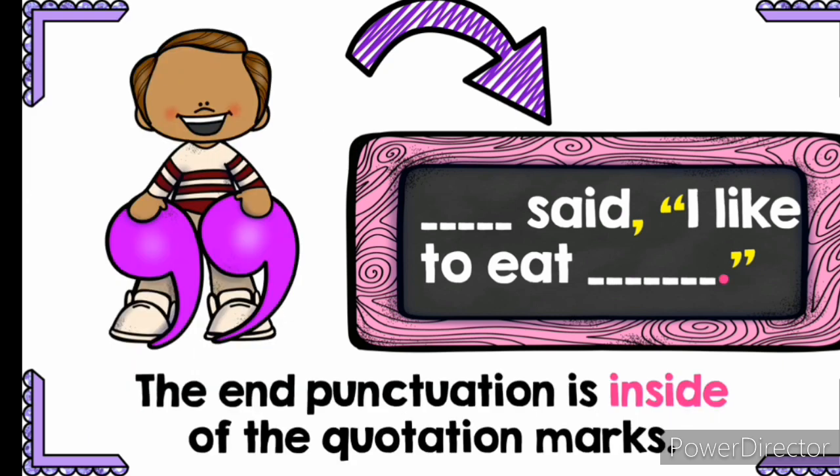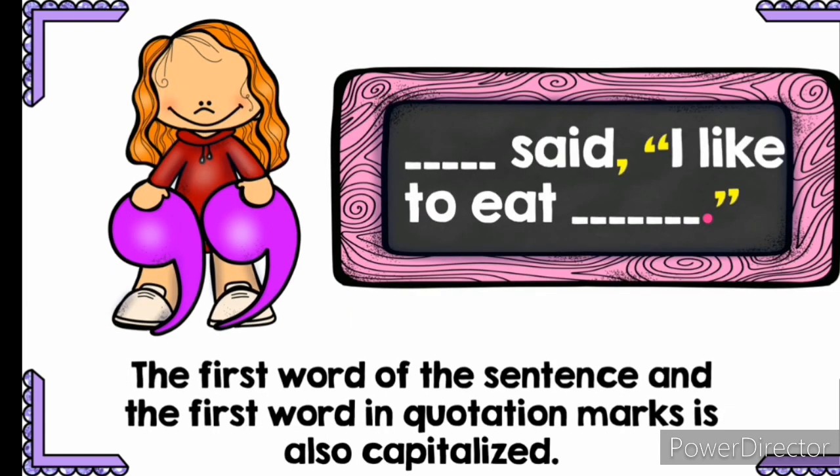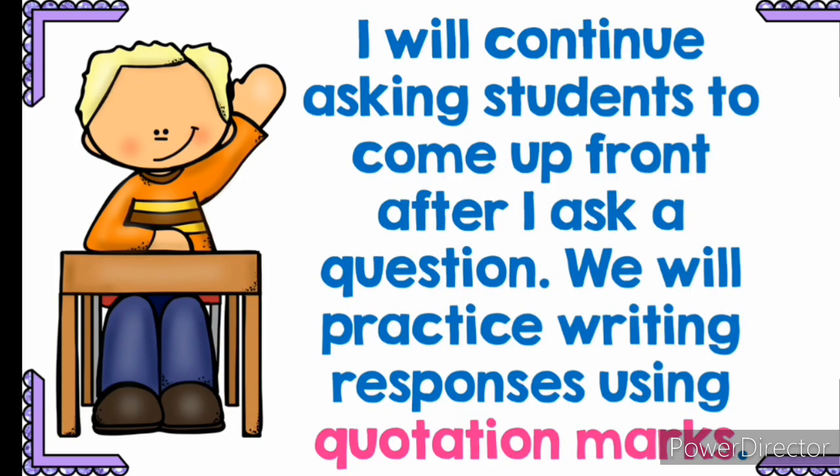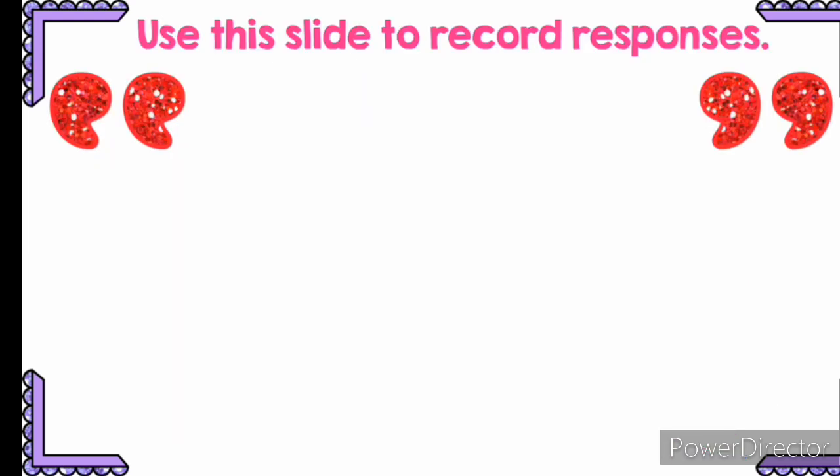Now, the end punctuation is inside of the quotation marks. The first word of the sentence and the first word in the quotation marks is also capitalized. Please take note. Quotation marks show the reader exactly what the person has said during the conversation or dialogue. I will continue asking students to come up front after I ask the question. We will practice writing responses using quotation marks. Use the slide to record responses.